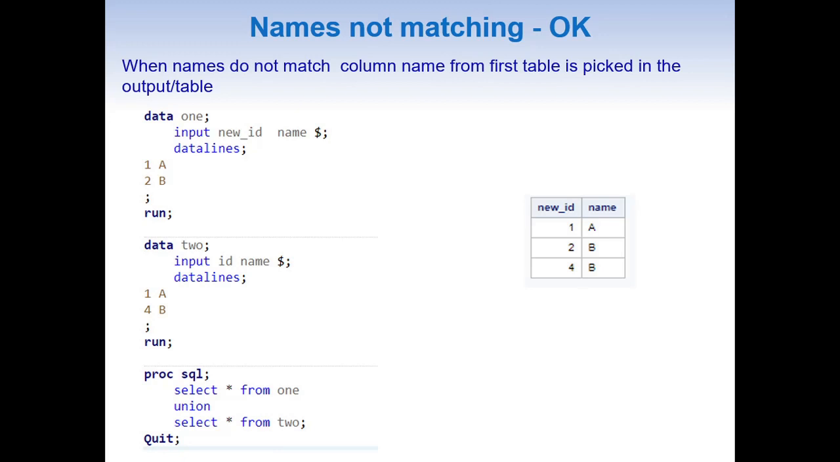Here everything else is same as what I have discussed previously with one change. That is, in the first data set I have the variable name changed to new underscore id from id. So when we do union, the result will be exactly same as what we have seen earlier. The only thing that changes here is the variable name changes to new underscore id.